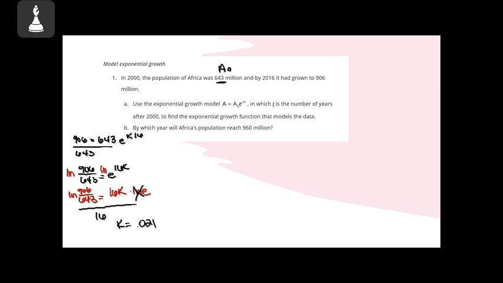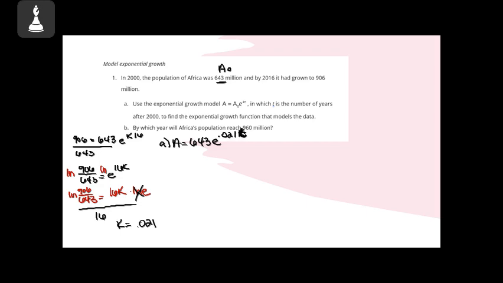That means my equation is now A equals 643, my initial amount of people, e to the 0.021 times t. So we can now predict the amount of people in any year after the year 2000.